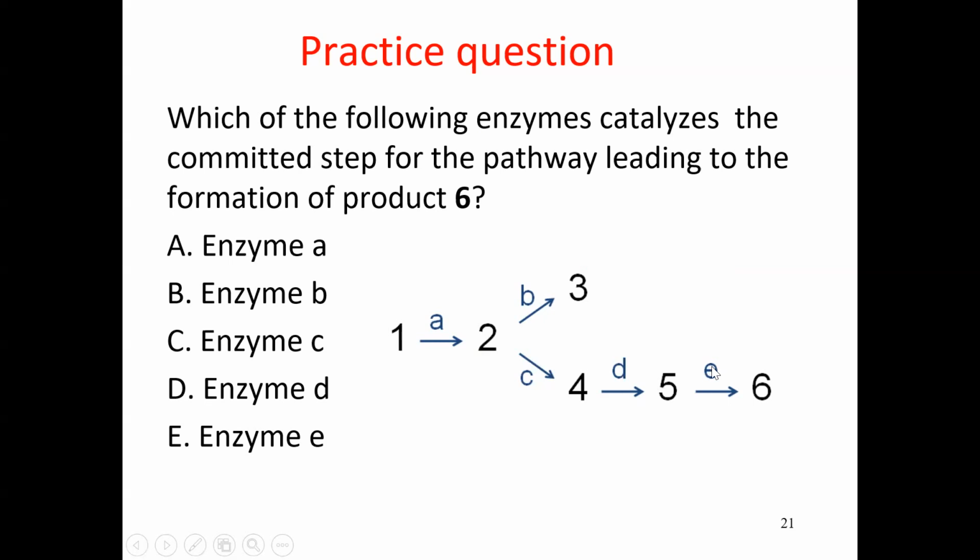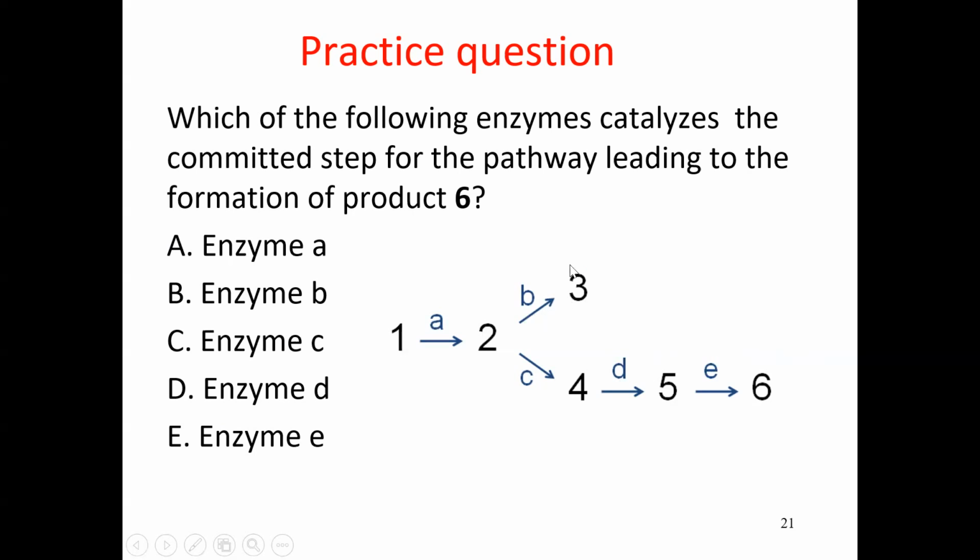Why can I not control E? Why is the regulated step not E or D? D and E, they're not the first committed step, because if I switch off only E, then I will still have accumulation of 4 and 5.